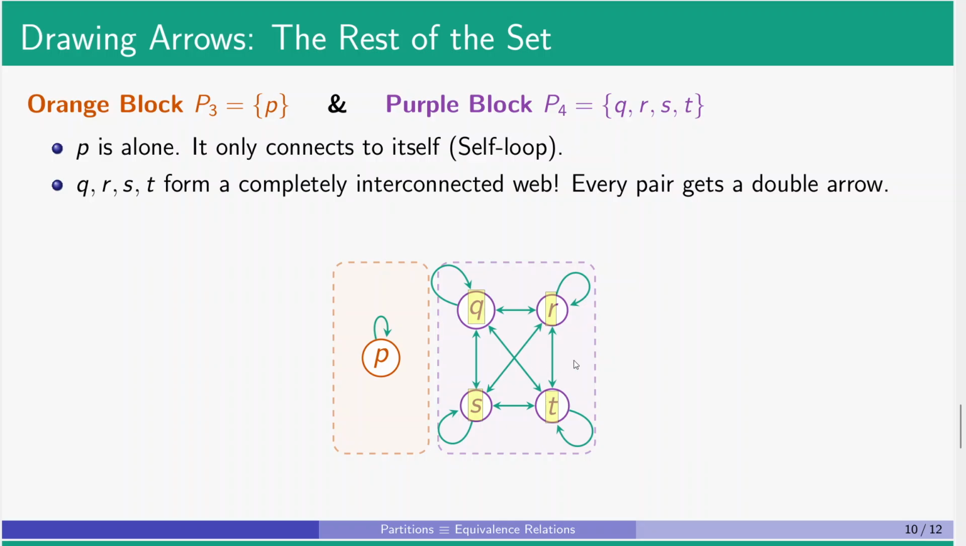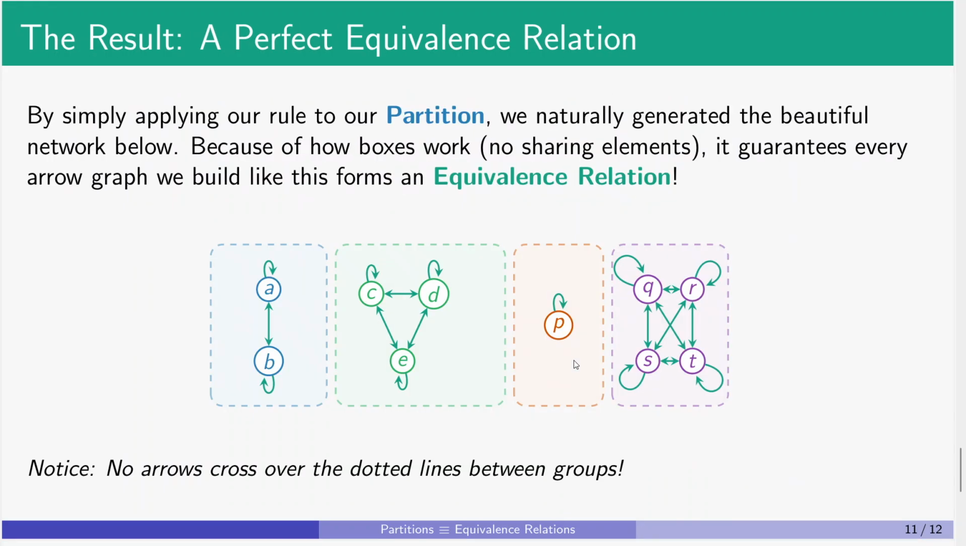Now step back and look at the complete picture. We started with a partition, 4 physical boxes with no structure, no arrows, just elements sitting in rooms. We applied one simple rule, connect elements that share a box. And what emerged, naturally and automatically, without any special effort, is a complete equivalence relation. Every element has a self-loop. Reflexivity is satisfied. Every connection is a double arrow. Symmetry is satisfied. Every chain of connections stays within a single cluster. Transitivity is satisfied.